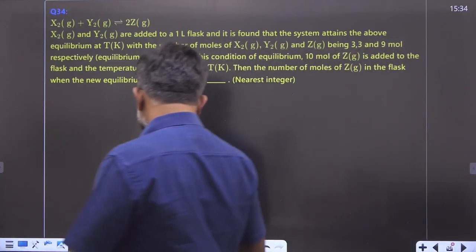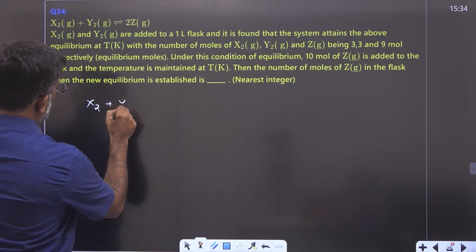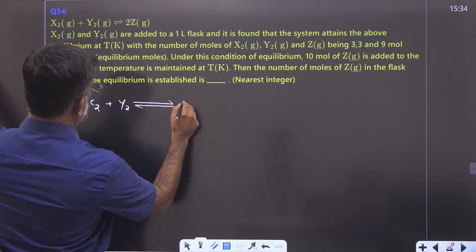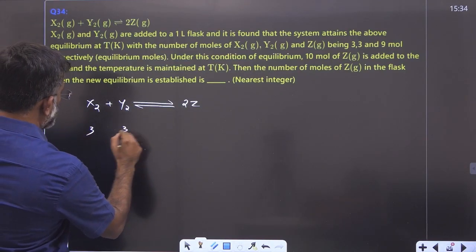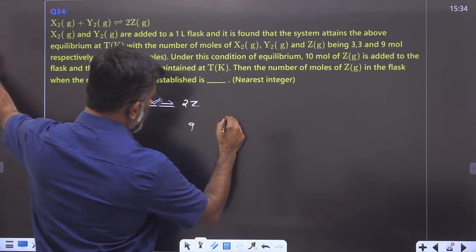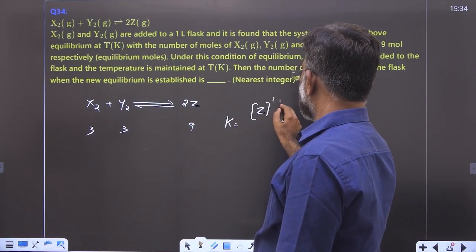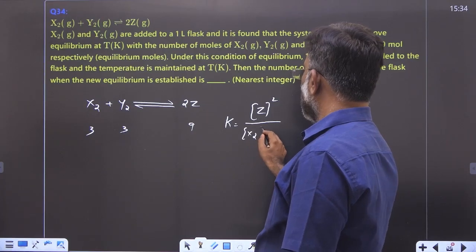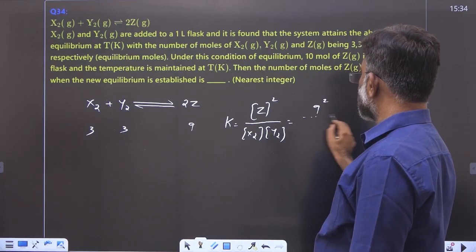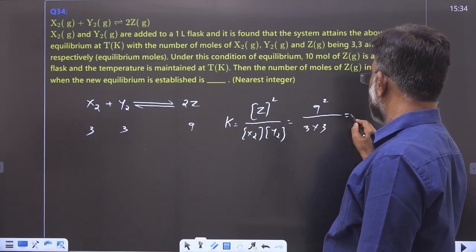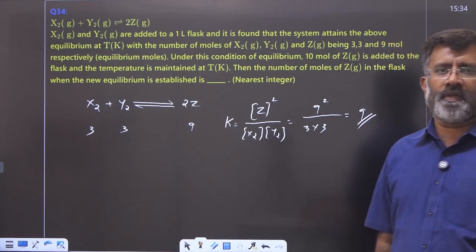It's a similar question, similar to the other one we did. So it is X2 plus Y2, you get 2Z, all are gases. So in the first equilibrium, this is 3 mole, this is 3 mole, this is 9 mole. Therefore, K equal to Z concentration square divided by X2 concentration times Y2 concentration. So it will be 9 square divided by 3 into 3. You get 9, that is K, isn't it? This is the equilibrium constant K.